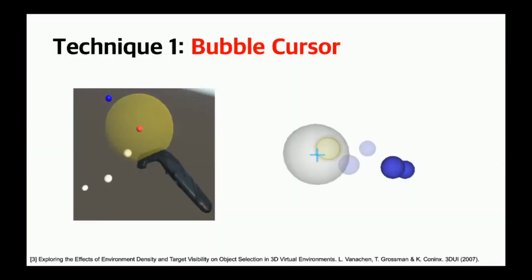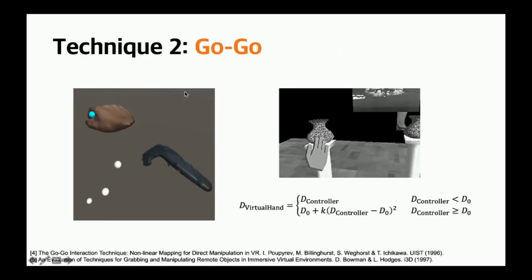Technique 1 is 3D bubble cursor, which is the extension of 2D bubble cursor in 3D space. Technique 2 is Go-Go, which is the virtual hand metaphor. The user controls the virtual hand by stretching the arm. The distance of the virtual hand from the body is a nonlinear function of the position of the controller. The nonlinear mapping allows the virtual hand to grab targets far away from the body.